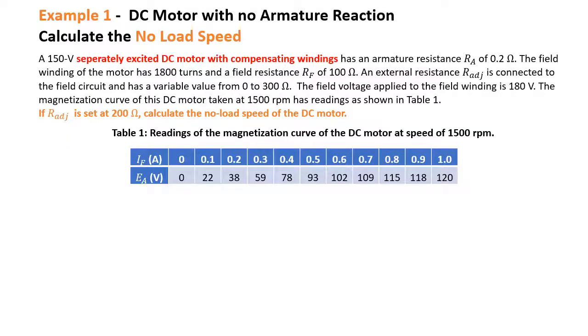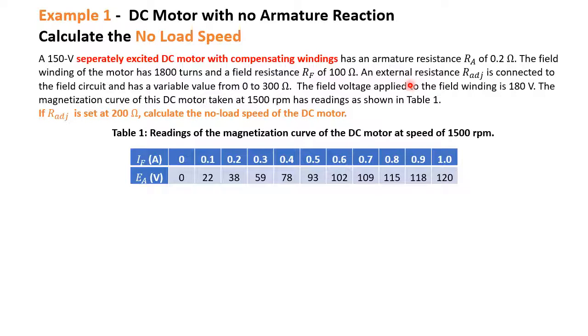So let's look at the first example, where we're going to look at a DC motor with no armature reaction, and we're going to calculate the no-load speed. The question says a 150 volt separately excited DC motor with compensating windings has an armature resistance RA of 0.2 ohms. The field winding of the motor has 1800 turns and a field resistance of 100 ohms, and an external resistance.